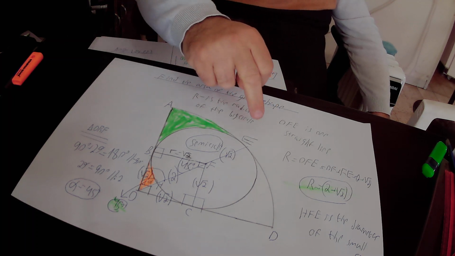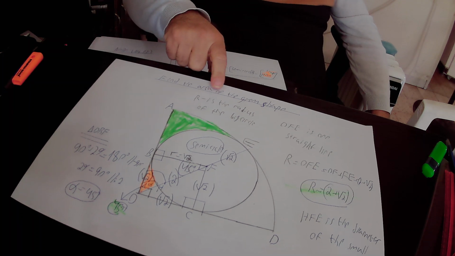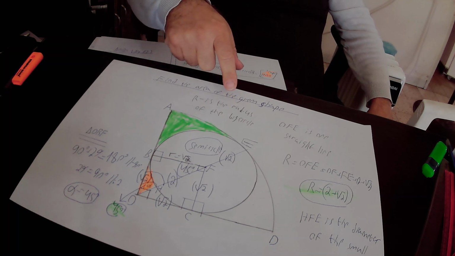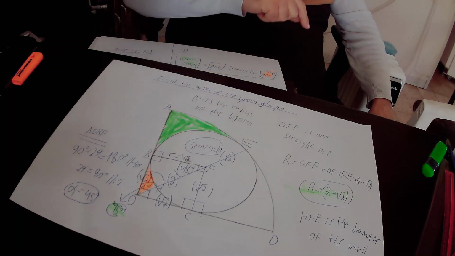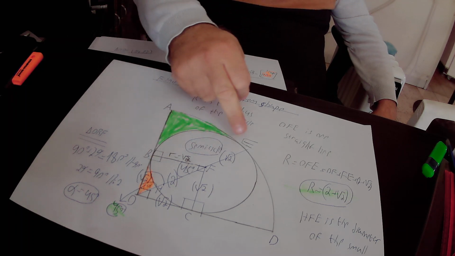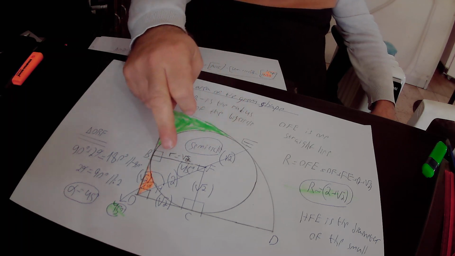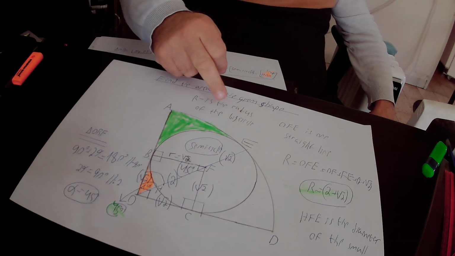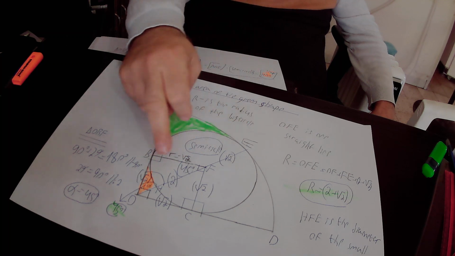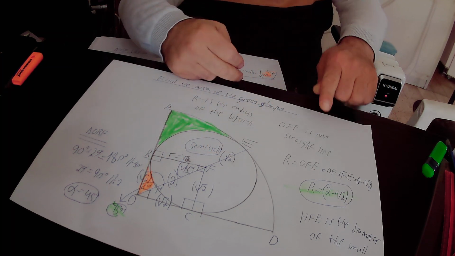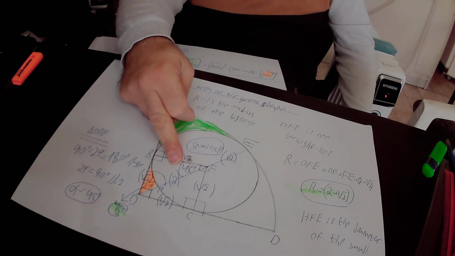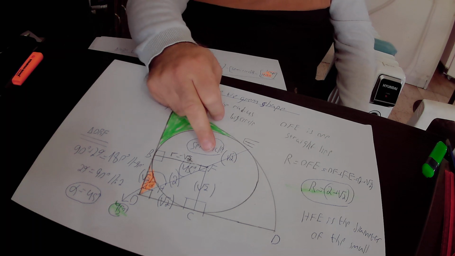We define the radius of the big circle as R. So, the radius of the big circle R equals OFE. What is the length of the radius, capital R? That equals OFE. Because OFE is one straight line, OFE in total will be equal to OF plus FE. OF is 2. And what is FE?